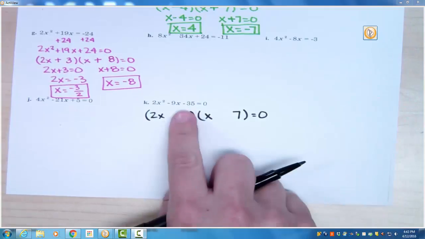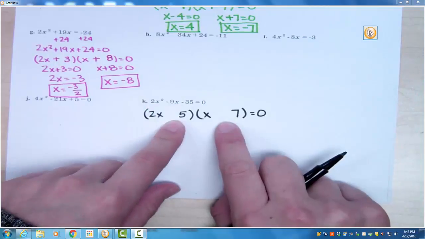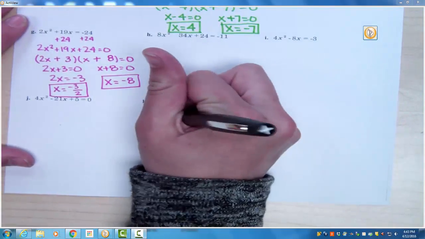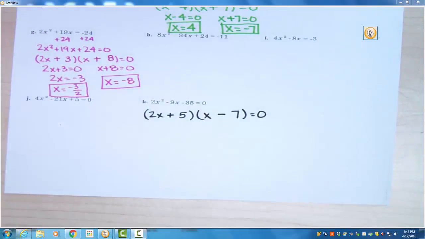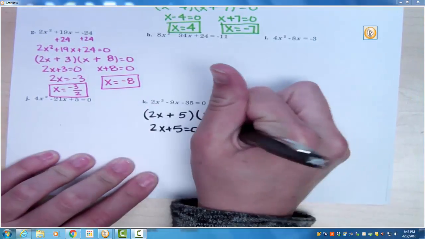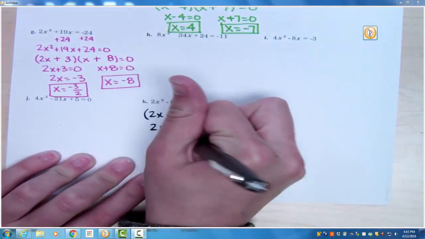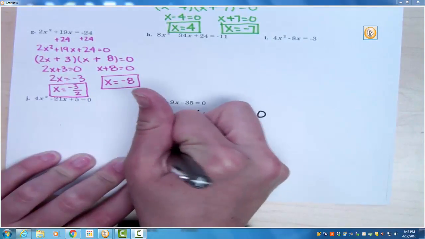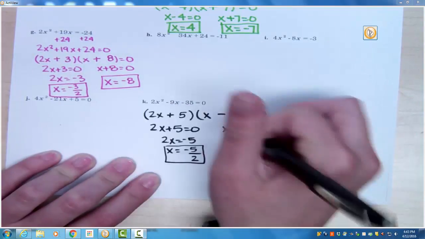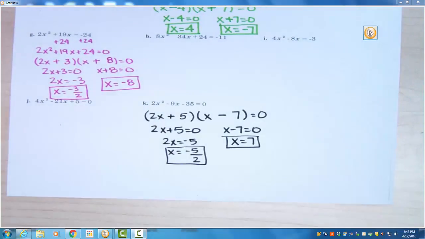And they have to multiply to be negative 35. So I need one of them to be positive, one of them to be negative. And in this case, I want 7 to be negative and 5 to be positive. So now I can take each of those and set them equal to 0. So 2x plus 5 equals 0, and x minus 7 equals 0. So 2x equals negative 5, and divide by 2, x equals negative 5 over 2. And I add 7 to both sides, so x equals 7.